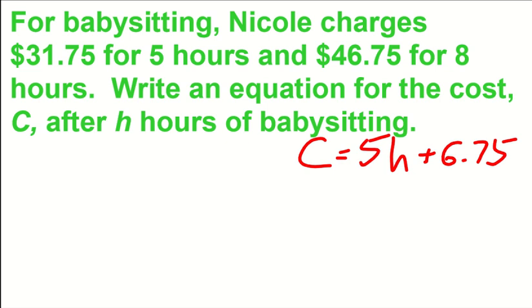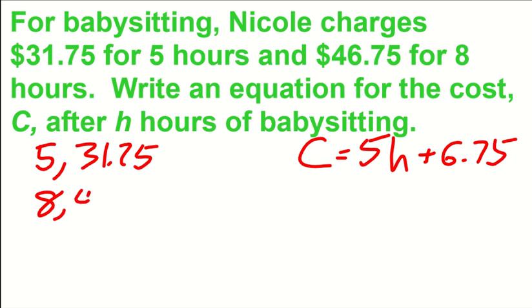Kind of odd numbers to use for a situation like this, babysitting, but whatever. That doesn't matter for the math problem. Ordered pairs, like we said, X is going to be the time. Our total cost going to be our Y value. So we got a very cheap babysitter working 8 hours and making less than $50.